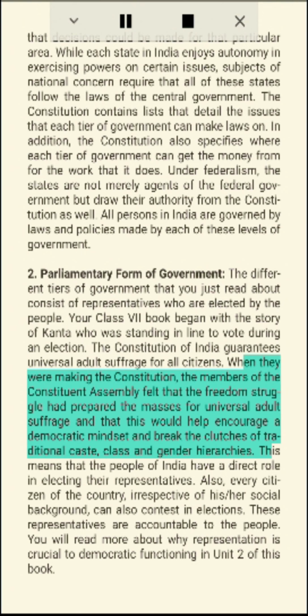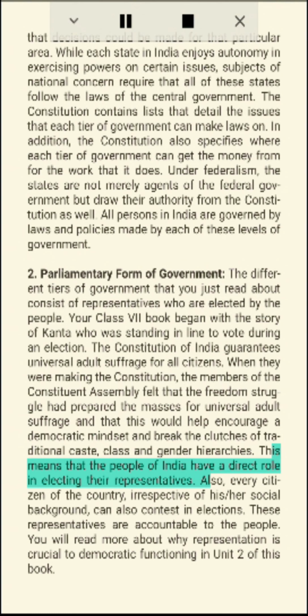When they were making the Constitution, the members of the Constituent Assembly felt that the freedom struggle had prepared the masses for universal adult suffrage and that this would help encourage a democratic mindset and break the clutches of traditional caste, class and gender hierarchies. This means that the people of India have a direct role in electing their representatives. Also, every citizen of the country, irrespective of his/her social background, can also contest in elections. These representatives are accountable to the people. You will read more about why representation is crucial to democratic functioning in Unit 2 of this book.